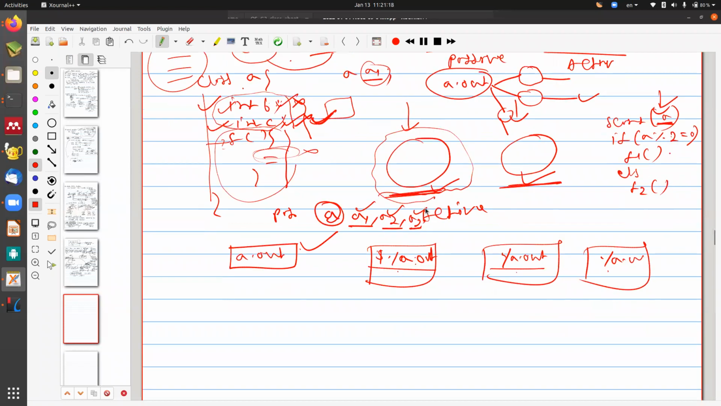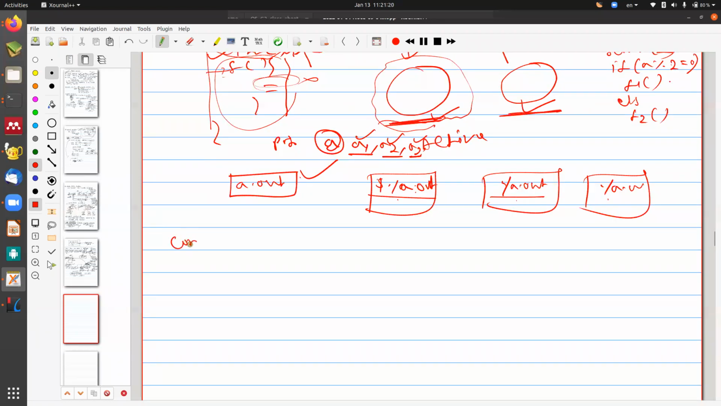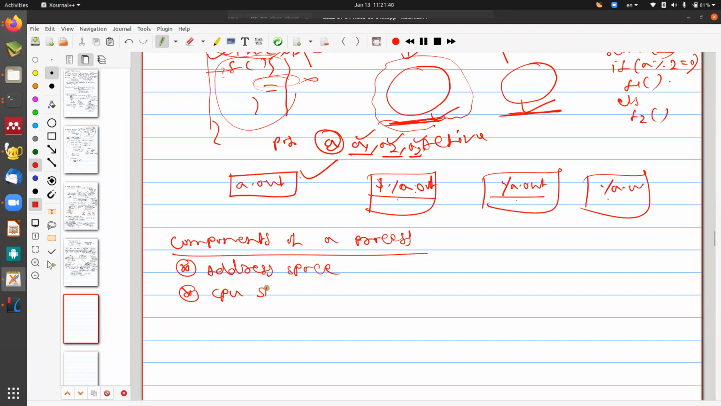Then what are the components of a process? Very, very interesting now. Components of a process. Basically, the components of the process are divided into 3 parts. One is called the address space. Another one is called the CPU state. Another one is called the OS resources.